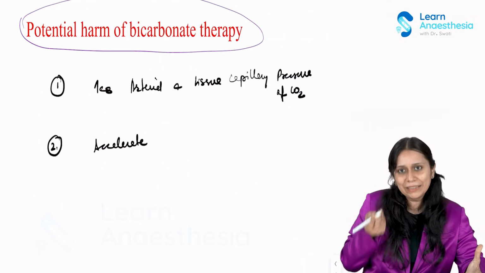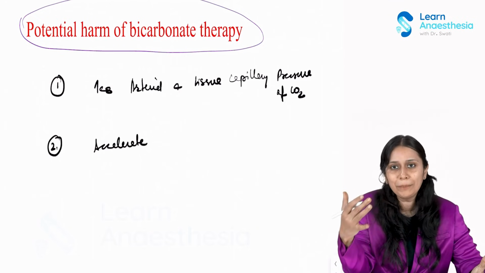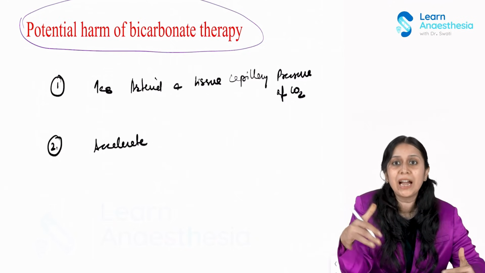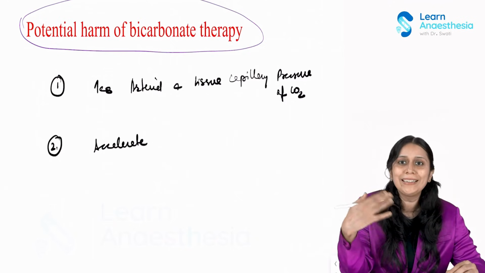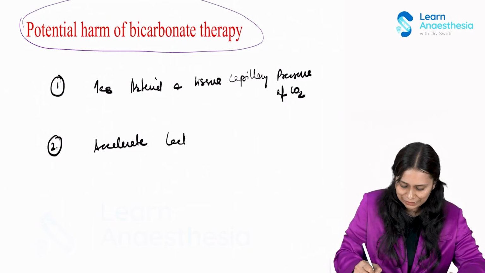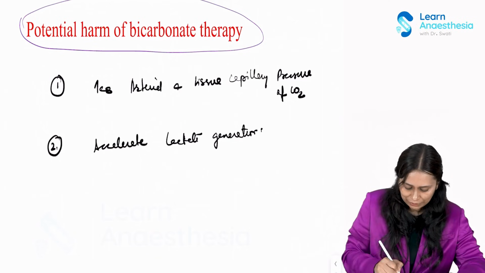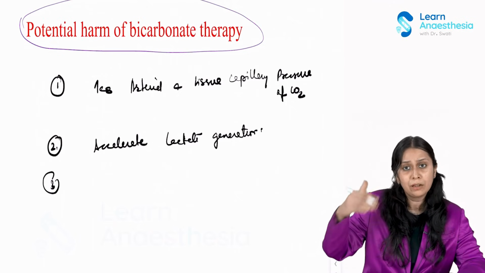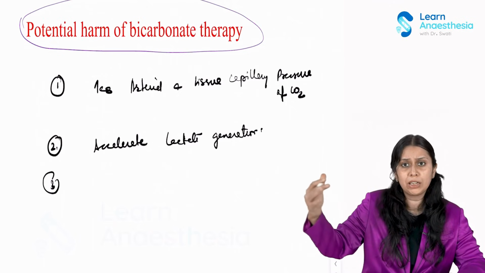By increasing the pH, it removes the feedback mechanism that a decreased pH had on lactate production. So it can accelerate the lactate generation, right? So it can have a paradoxical effect. Then it can reduce the ionized calcium, which can again affect the myocardial contractility.